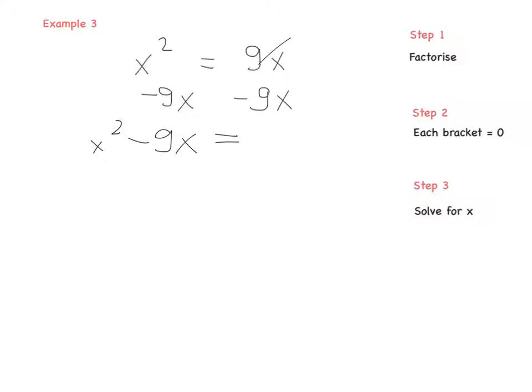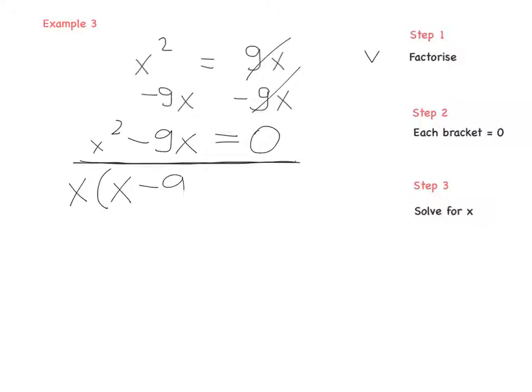On the right, we can just cancel it out, because 9x minus 9x, that's 0. So that's all we need. And this is our equation, and we need to solve it now. So first step, factorize. So take the common factor in front of the bracket. x is common for both of the terms, so x, and we are left with x minus 9.